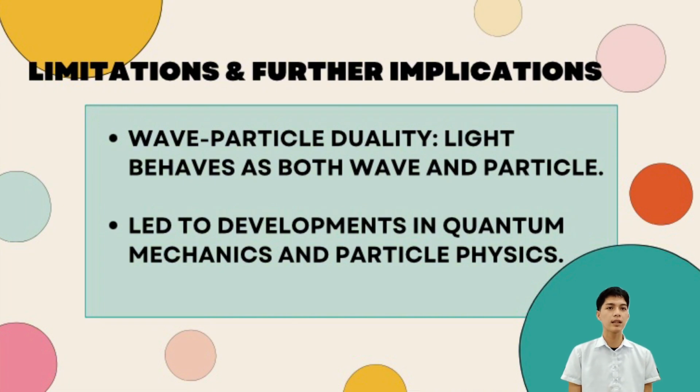The photoelectric effect provided evidence that light behaves as both a wave and a particle. Traditionally, light was thought to be only a wave, but Einstein's explanation showed that light also behaves as discrete packages of energy called photons. And then the impact on quantum mechanics and particle physics. The study of the photoelectric effect led to major advancement in quantum mechanics, which describes the behavior of particles at very small scales. It helps shape modern particle physics, influencing theories about the nature of light and matter.